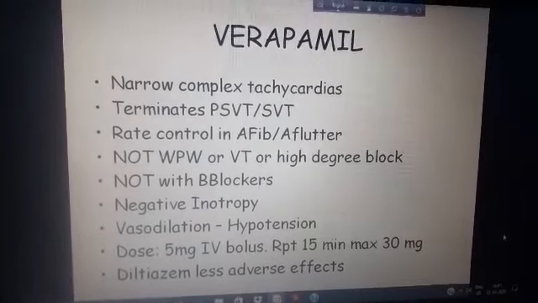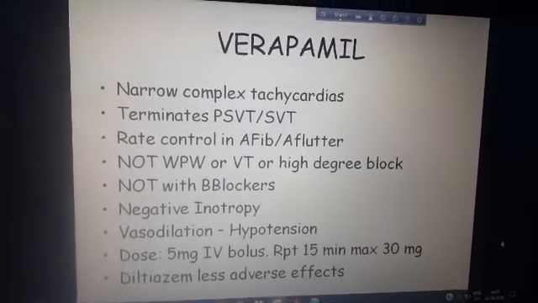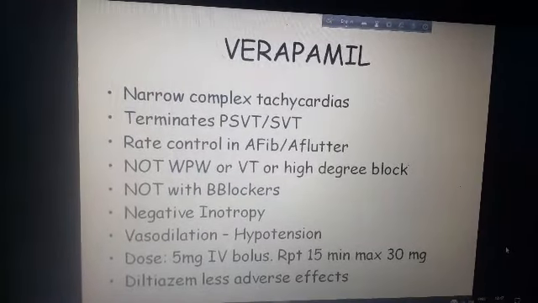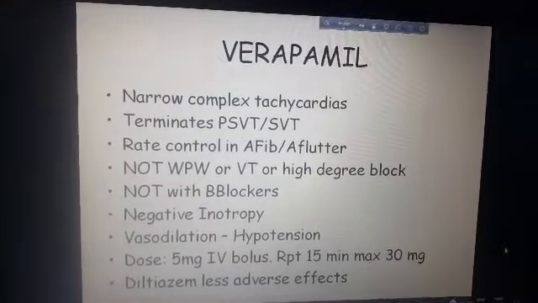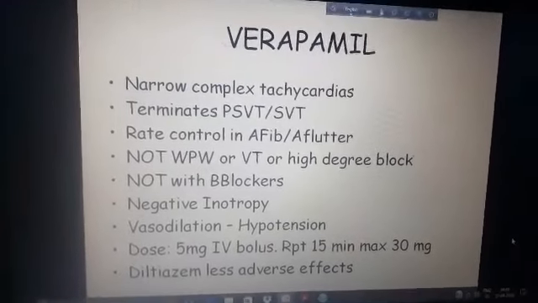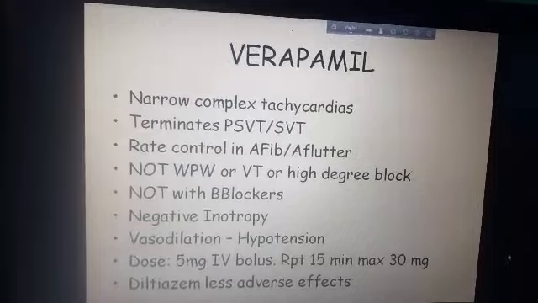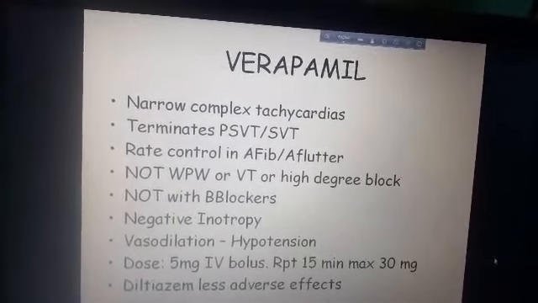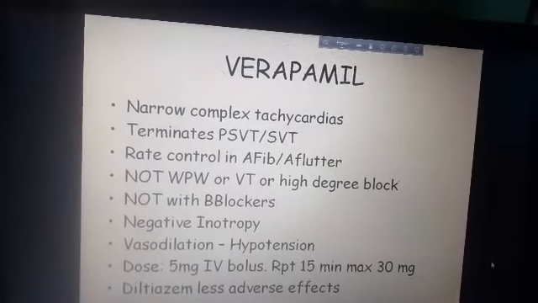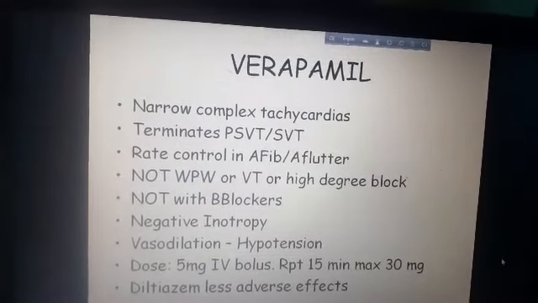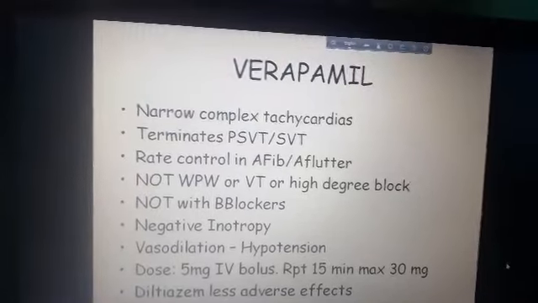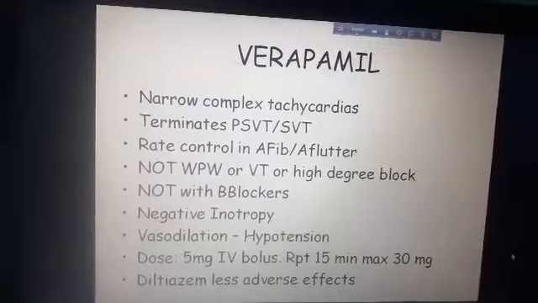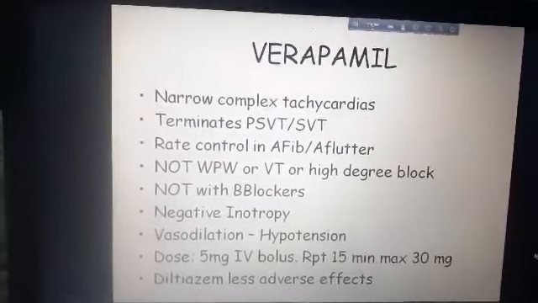So verapamil is useful in narrow complex tachycardia. Narrow complex tachycardia means that it is generated above the ventricle. Generally ventricular tachycardia has a wider complex, that means the QRS complex is wider, and narrow complex means the QRS complex is shorter or narrower. This depends on the duration of the QRS complex. If the QRS complex is 0.12 second or less, then we call it a normal QRS. If it is more than 0.12 second, then we call it a wide complex tachycardia. And for wide complex tachycardia, remember, it is ventricular tachycardia, and the drug of choice is amiodarone.